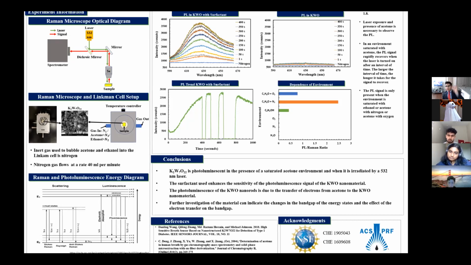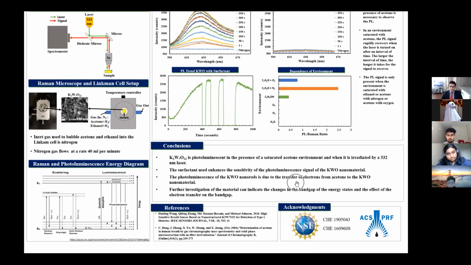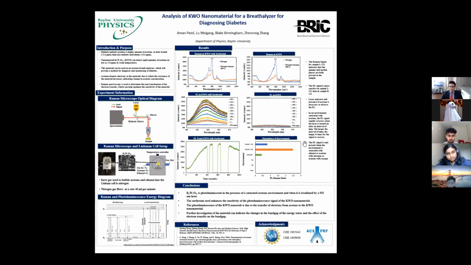So when we excite our electron with our laser, it is enough energy to get it to our defect state and then cause our photoluminescence, based on the data that we observed. So this is everything I have for you today. Are there any questions?